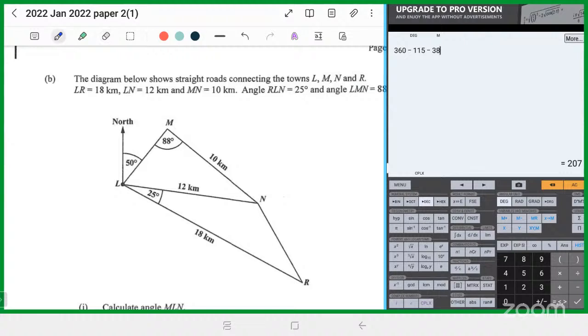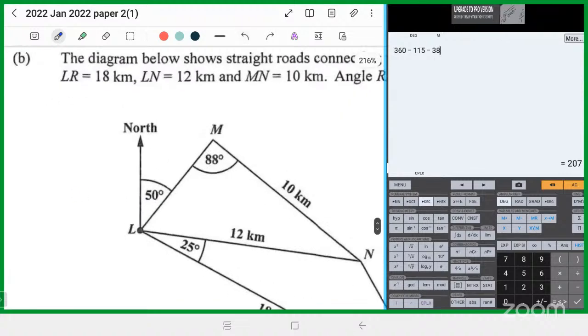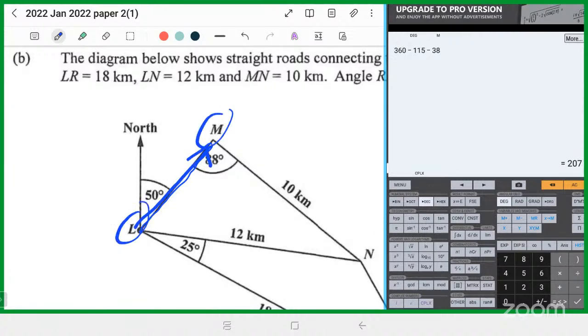All right. It says LR is 18. That's on the diagram. LM is 12. MN is 10. That's right here. And RLM is 25 degrees. That's 25 degrees here. The angle up here, LMN, is 88 degrees. And then they gave us this angle, which is a bearing angle. This is the bearing of this direction from L to N, 50 degrees.